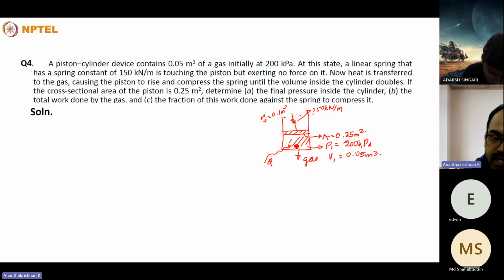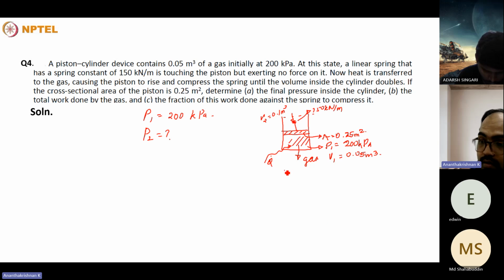For this, we need to calculate the pressure exerted by the spring on the gas over the piston. That plus the initial pressure will be equal to the total pressure inside the cylinder. Initially, the initial pressure is 200 kilopascal when the spring is just touching the gas. So we can denote P1 as 200 kilopascal, and we need to calculate P2. That's the first part of the problem.